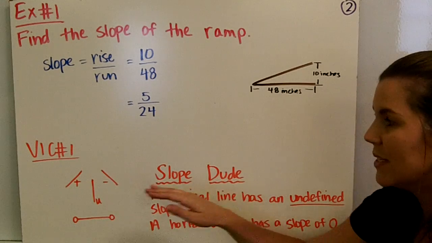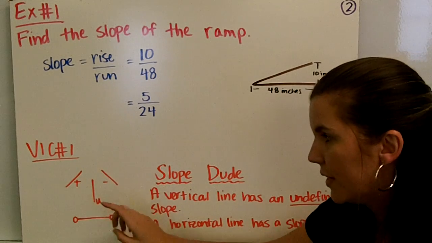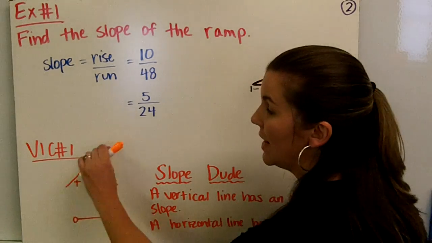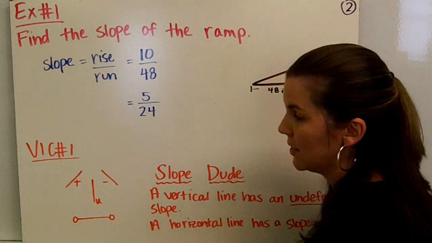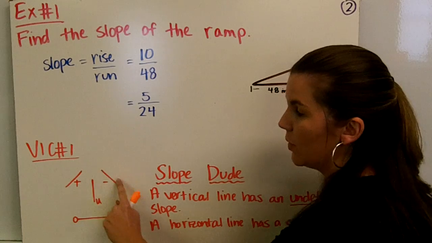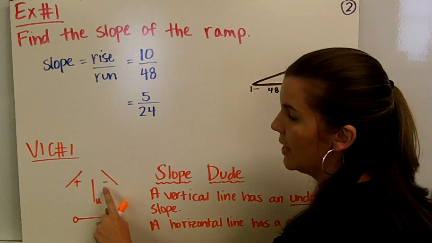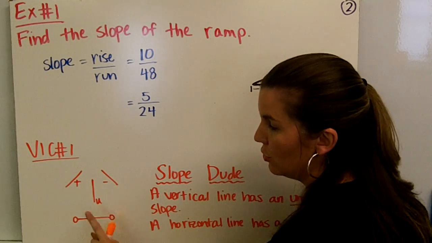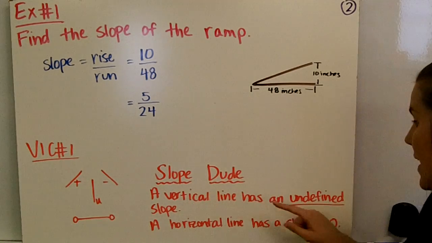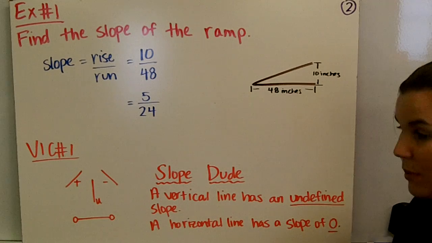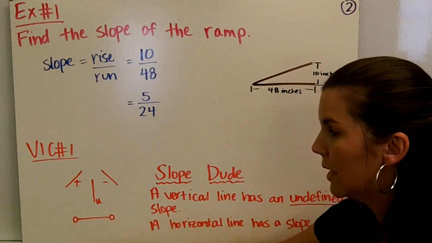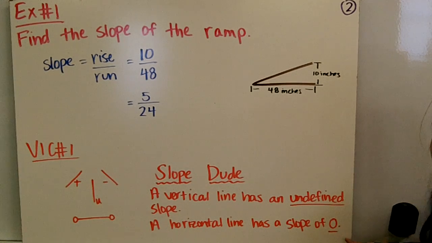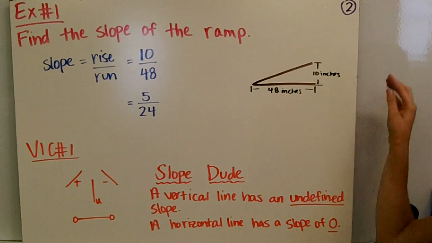Vic number 1, this is slope due. It makes a cool face. This kind of line, where it looks like it's rising from left to right, is a positive slope. This line, where it's falling from left to right, is a negative slope. This is a vertical line, you see the U. A vertical line has an undefined slope. And here's a horizontal line. See the zeros? A horizontal line has a slope of 0. Make sure you remember these.